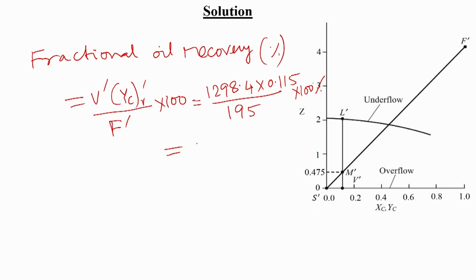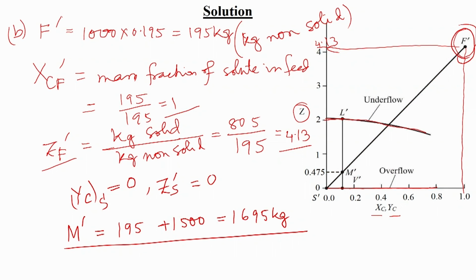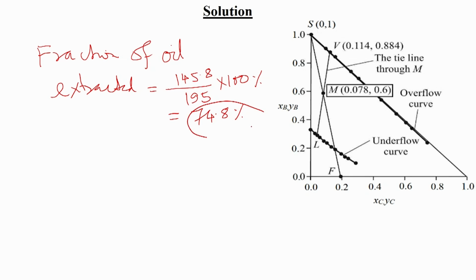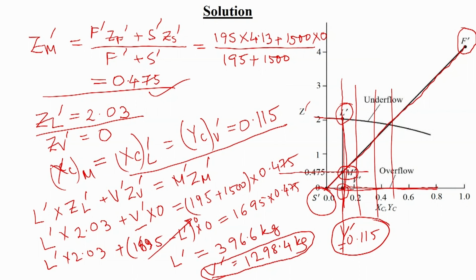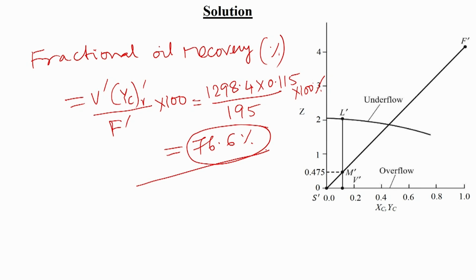So, it is coming out as 76.6%. So, here we are getting 76.6%, and for that case we got 74.8%. So, both are almost the same, and if we do this very precisely, means if we do the calculation on a big graph paper like this, we will be getting the same fractional recovery. Okay. So, thank you. In the next class we will be discussing the multi stage leaching operation.